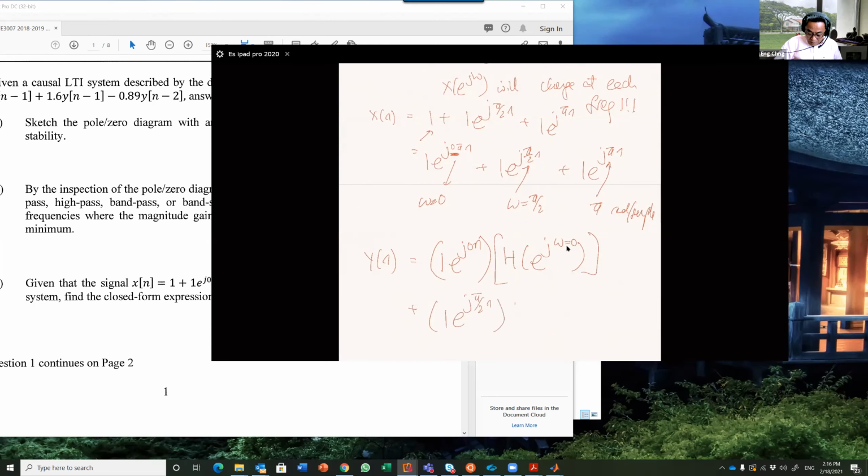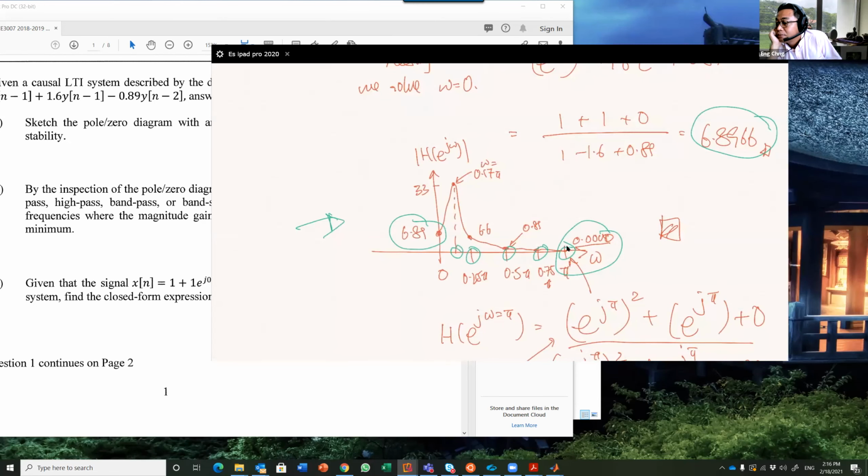Then of course you say, what are these values? Did I not calculate it for you here? Okay, but I only calculated the magnitude. So you also need to calculate the phase as well.